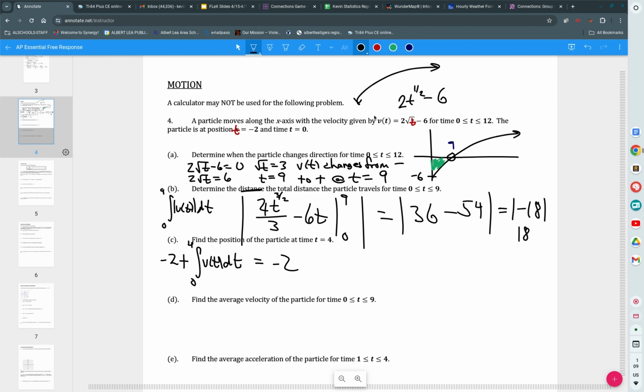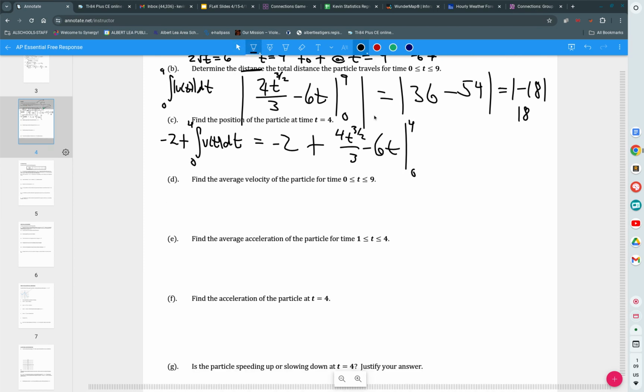Fortunately, we've done all the hard work in terms of finding the antiderivative. We will simply add to this 4t to the 3/2 over 3 minus 6t evaluated at 4 and 0. Obviously, we know that if you plug in 0, you get 0. We've already determined that. But let's do this other piece where we plug in 4. And we get negative 2 plus, and 4 square root is 2, cubed is 8, times 4 is 32, so we get 32/3. And then we have minus 6t, so minus 24.